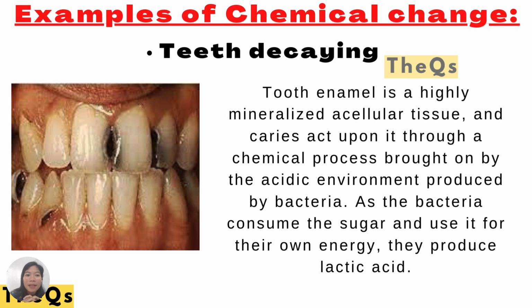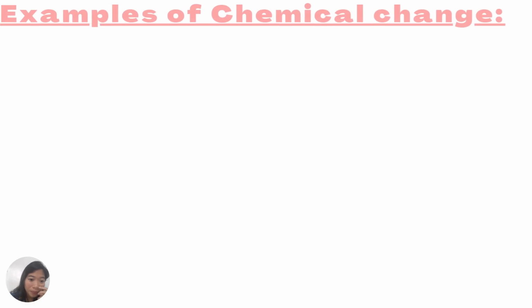Another example, teeth decaying. Tooth enamel is highly mineralized tissue and caries act upon it through a chemical process brought on by the acidic environment produced by bacteria. So, as the bacteria consume the sugar and use it for their own energy, they produce lactic acid. So, teeth decaying is an example of chemical change.